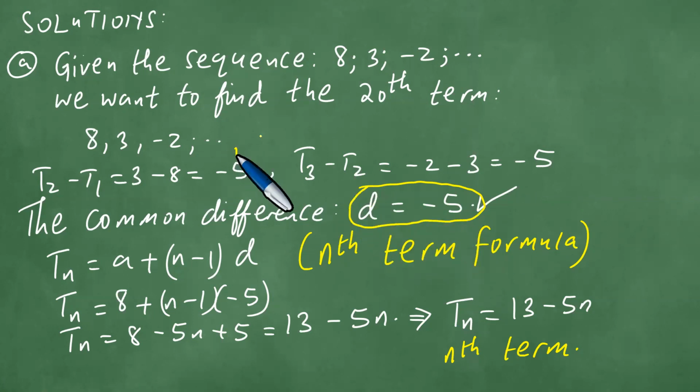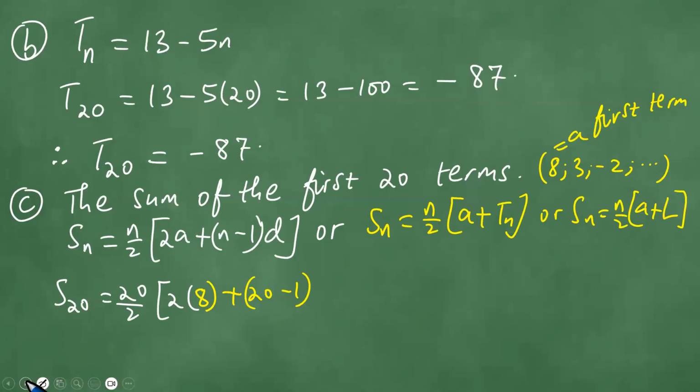So it is a common difference because it is T2 minus T1, which is minus 5, but also T3 minus T2 is also minus 5. So that is the common difference. So which means here you're going to have actually minus 5. And then you use a calculator for these things.